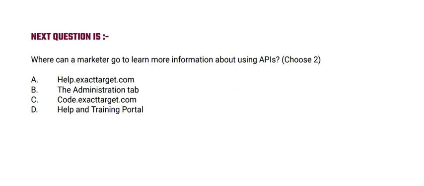Now, the question is, where can a marketer go to learn more information about using APIs? Choose two options. The options are: option A, help.exacttarget.com; option B, the administration tab; option C, code.exacttarget.com; and option D, help and training portal. The correct options are A and C.